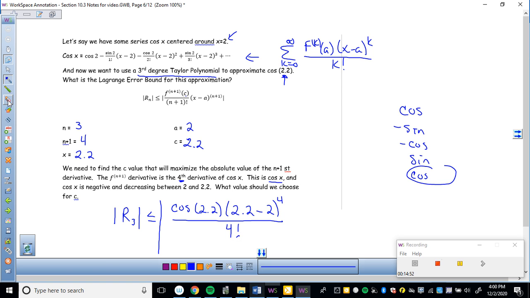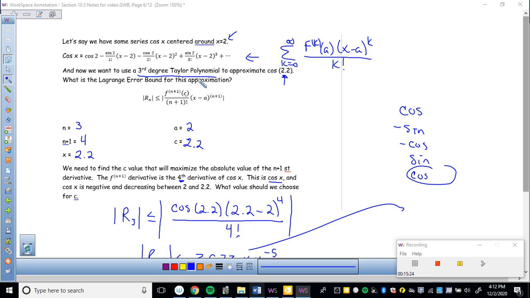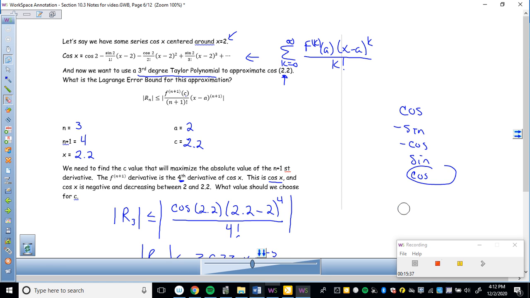So this is our error term that we're finding to help us get our Lagrange error bounds. We're going to plug in and find out what that value is going to be. So when I plug that in, I find out that my Lagrange error bound is guaranteed to be less than or equal to 3.923 times 10 to the negative 5. So that's the maximum that our error could be if we approximated cosine of 2.2 using the cosine series out to the third degree. So that is how we are going to be using that Lagrange error bound. Let's do a little more practice with that.